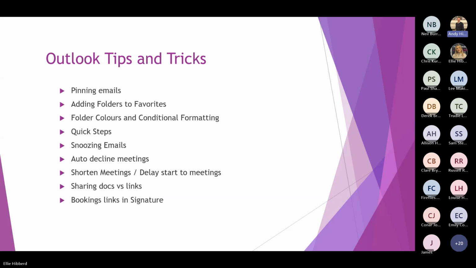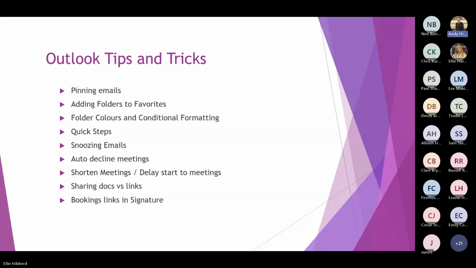Folder colors and conditional formatting. I quite like this one. Folder colors, very, very easy. If you've got a lot of folders under your inbox and you want to just see one at a glance, so you know your CV's folder could be green. You could change your invoices folder to be blue. It's really, really easy, and then they stand out from the crowd effectively.